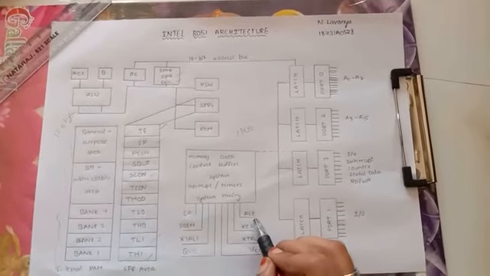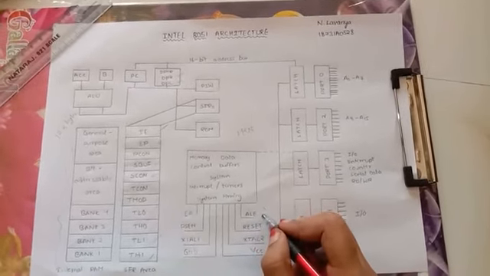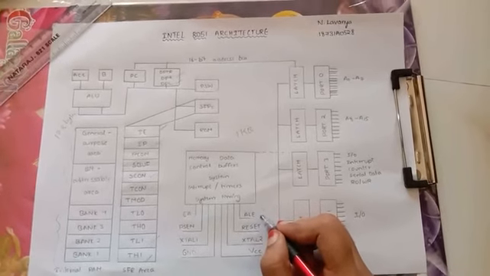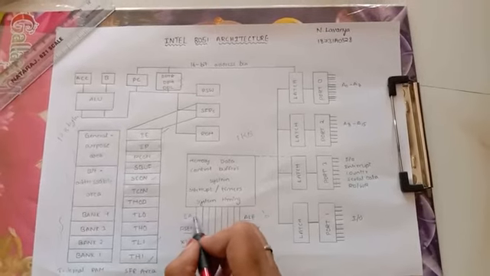If we want an address, ALE is set to high, meaning 1, and if we want data, ALE is set to low, meaning 0. And next, EA.